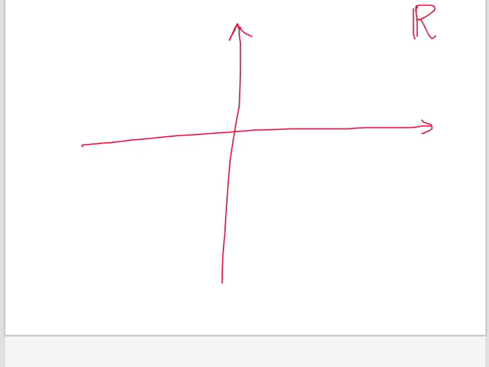Or I give you one for R2. This is R2. You can see that I can give you this partition: this one, R1, and this one, R2.